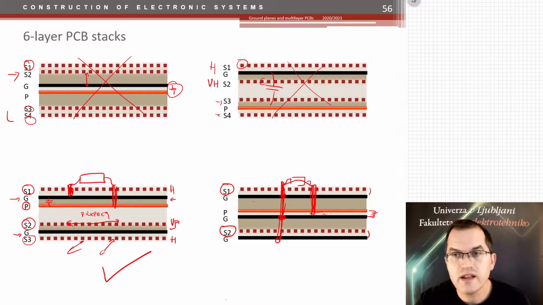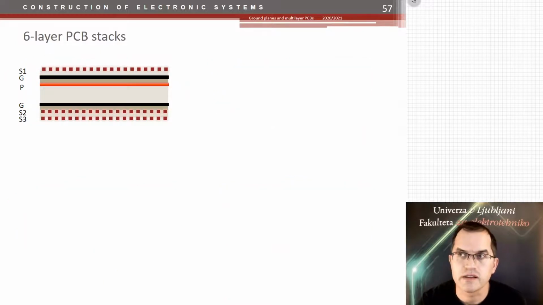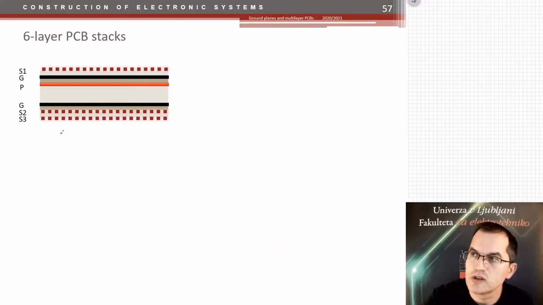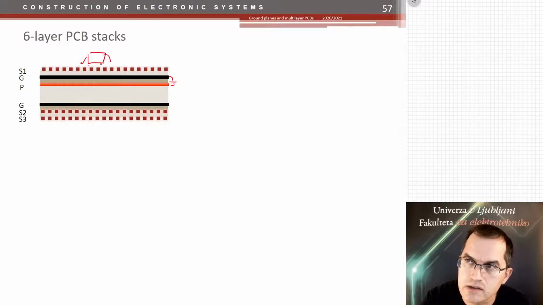So what else can we do with 6-layer PCB stacks? Well, let's go even further. Let's do something like that. So what do we have? We have ground and power together, which is good for the power supply. They are close to the IC, so the ICs on top are connected directly to them. What else?